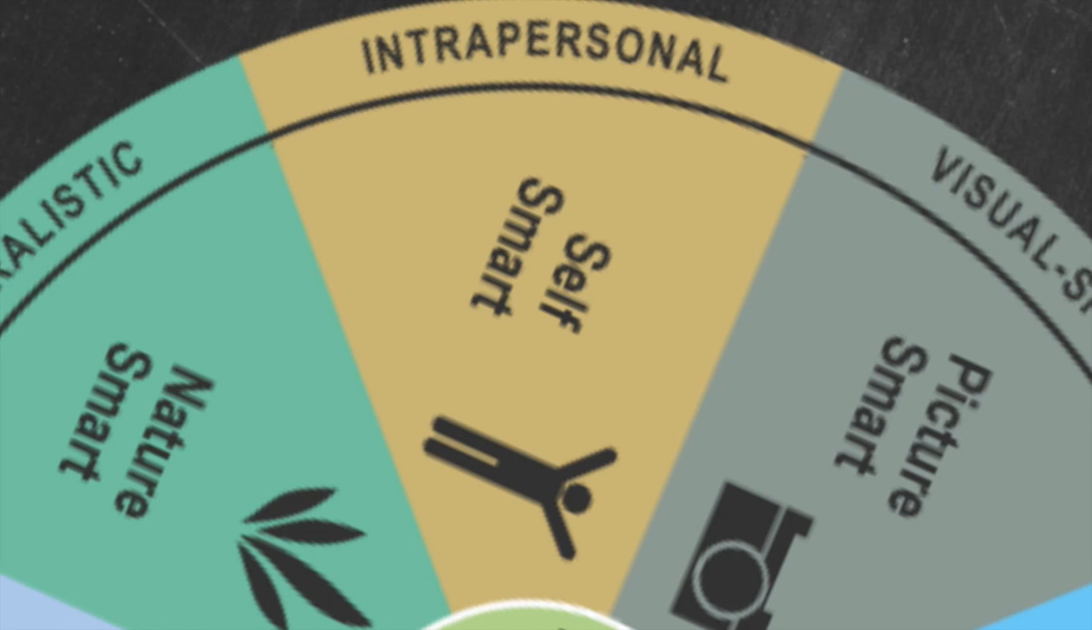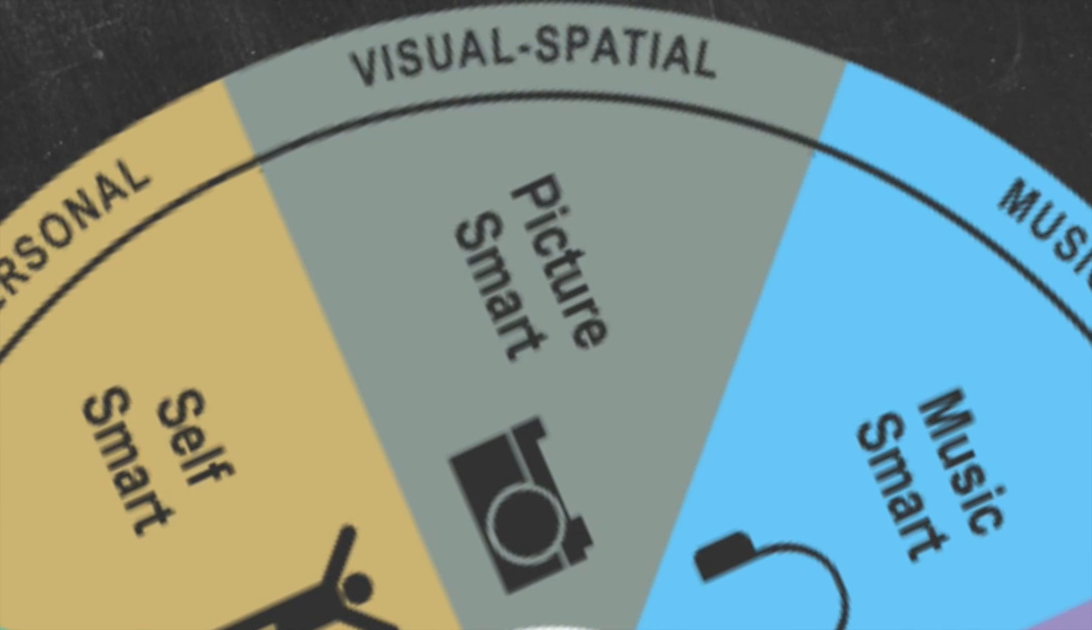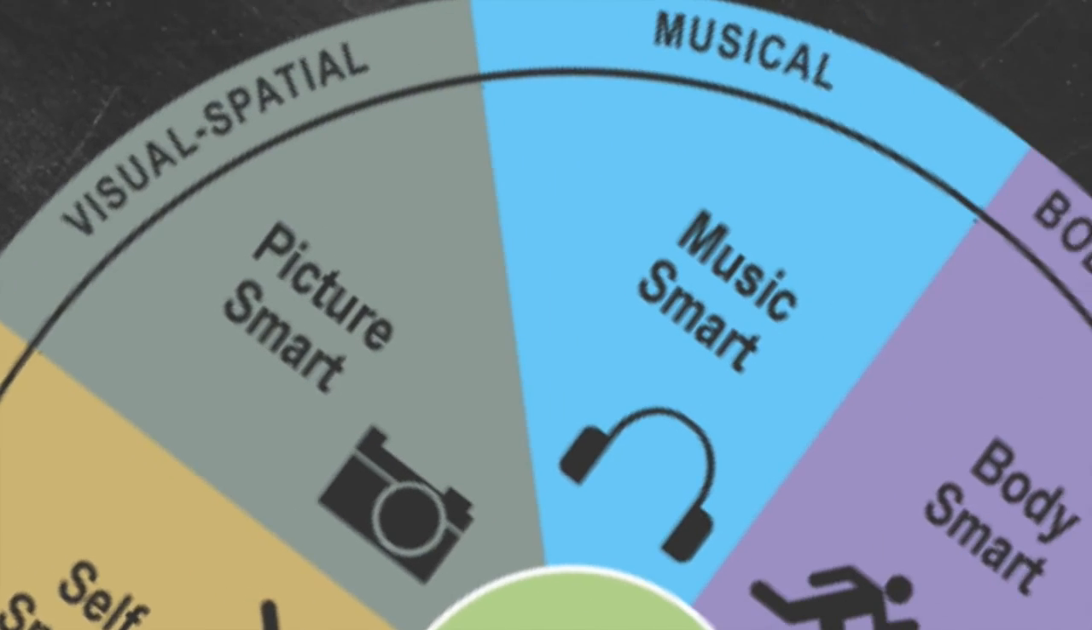Visual spatial intelligence, where students think in terms of physical space and are good at remembering images, faces, and fine details. These students learn best during creative activities such as drawing and photography, where they are able to utilize their visual and spatial awareness. And musical intelligence, where students respond best to sound and rhythm.